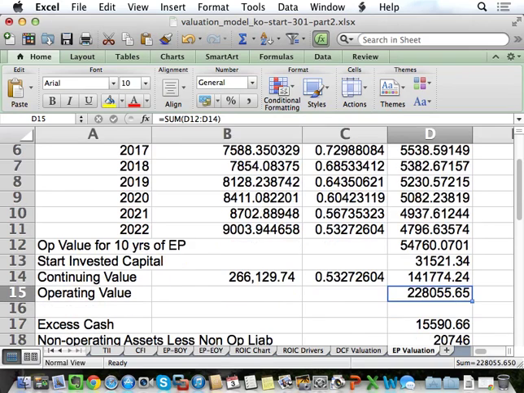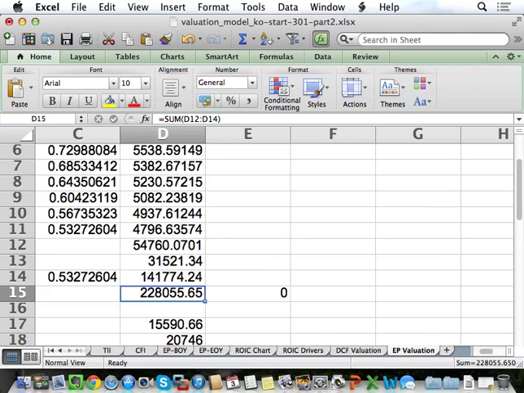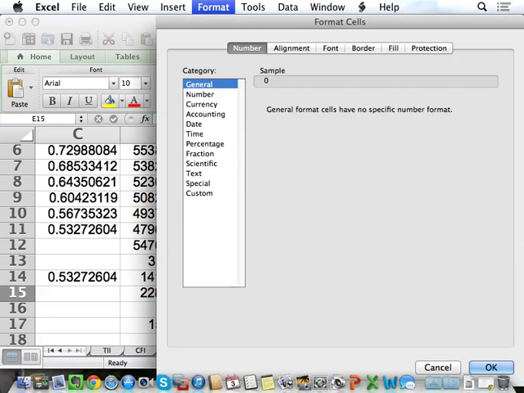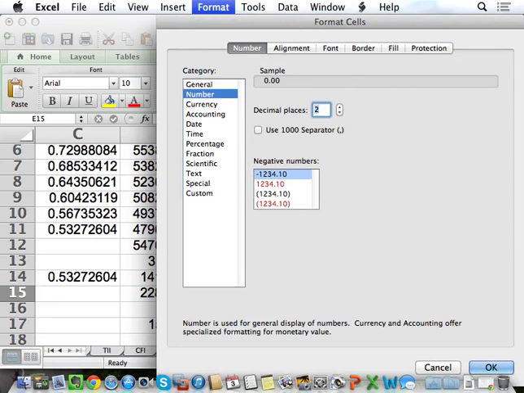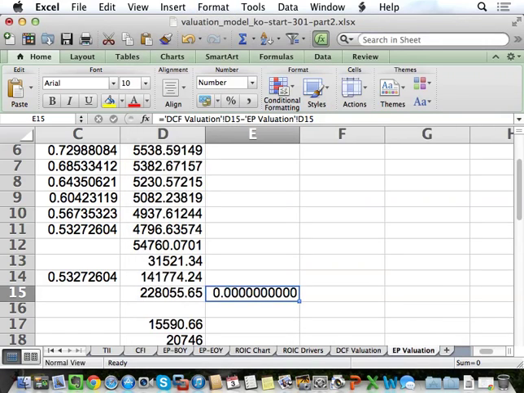Sure. Before I show the formula again, though, I want to show you something. When I say difference of 0, format cells, number, decimal places, 10. 0. No difference. Not off by $1, not off by 0.01, exact. That's the point. If you use the beginning of your invested capital, beginning of your ROIC, then you will get an exact match between the DCF and the EP valuations, right? So to have a correct answer, you have to be exact, right?